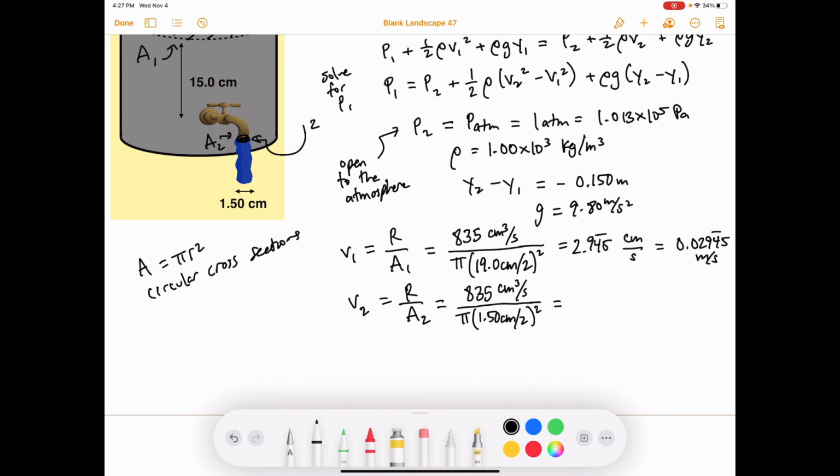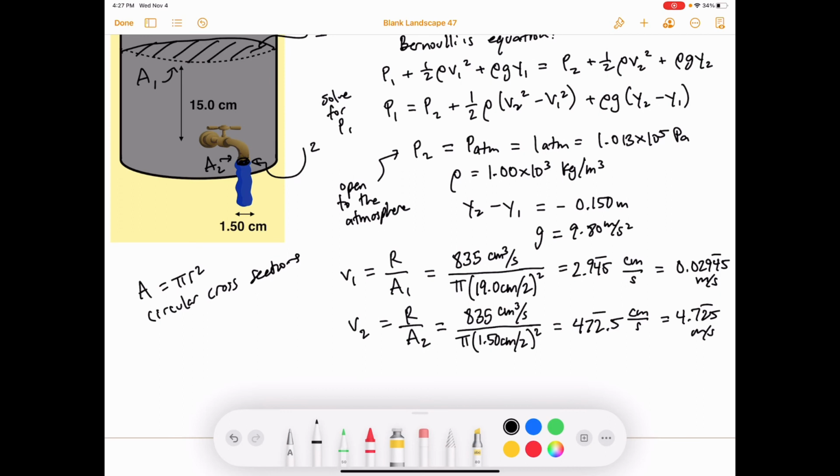Okay, so if you crunch those numbers, you get 472.5 centimeters per second. That's how the units will work out here. But in meters per second, that would be 4.725 meters per second. So now we have everything we need to solve for P1. Let me just put the equation in brackets right here, okay? Everything in that admittedly pretty complicated expression, we have a numerical value for it, so we can actually calculate P1.